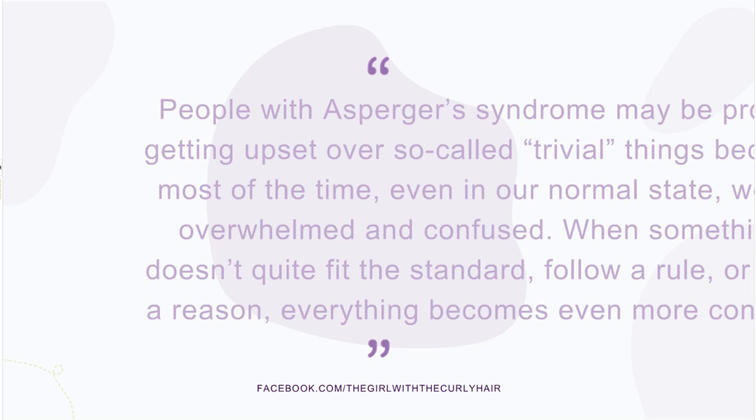I'll read it out for those that can't see the right-hand side. So the slide says, people with Asperger's syndrome may be prone to getting upset over so-called trivial things, because most of the time, even in our normal state, we are overwhelmed and confused. When something doesn't quite fit the standard, follow a rule, or have a reason, everything becomes even more confusing.